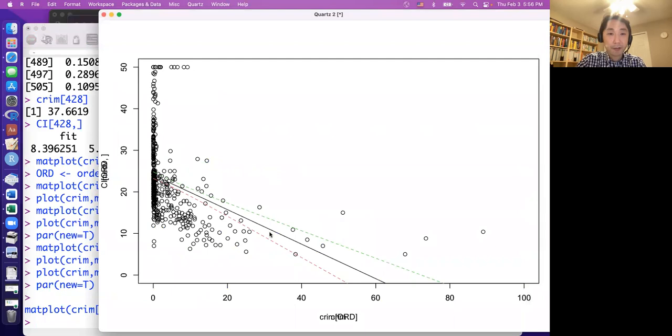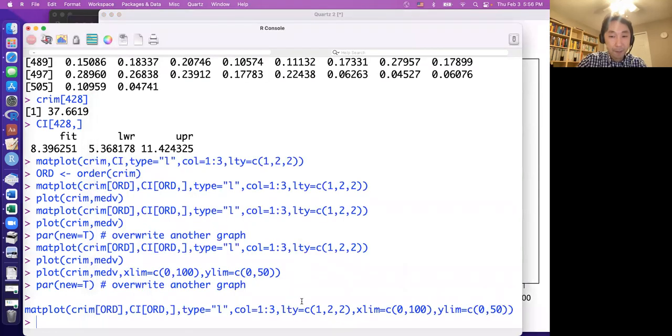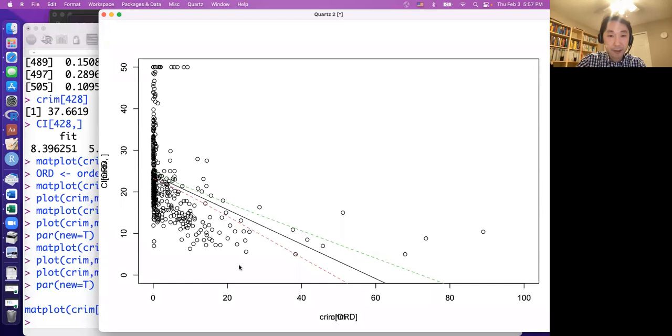Then probably we can do this. Yeah. Still, the names of the y-axis and the x-axis are duplicated, so maybe we have to correct the names of the axes, but now we can see what's happening.